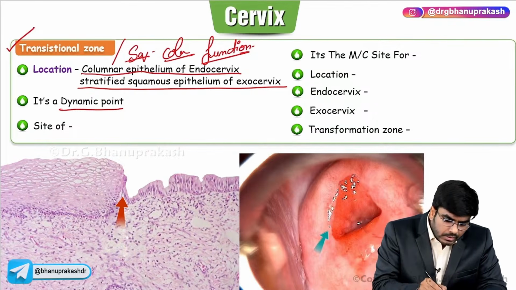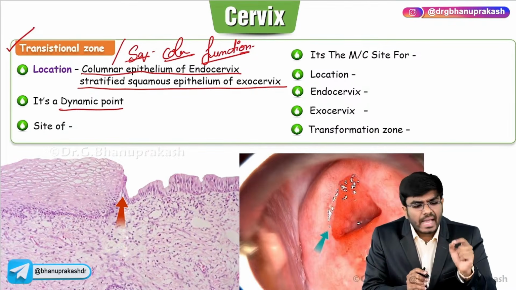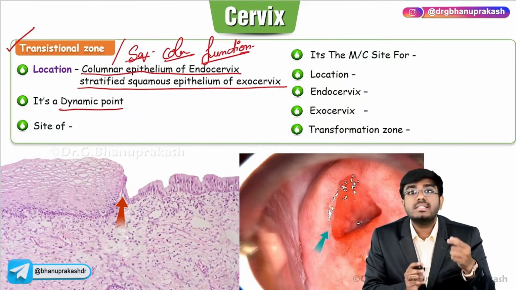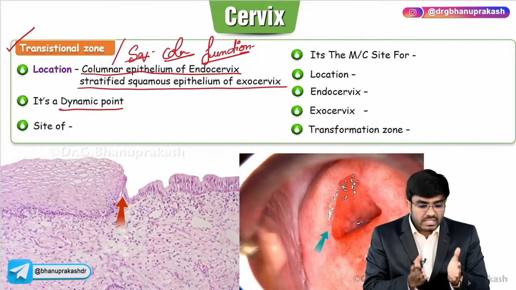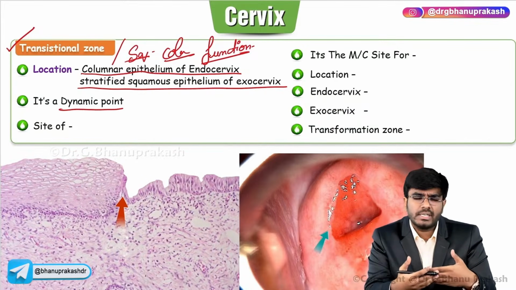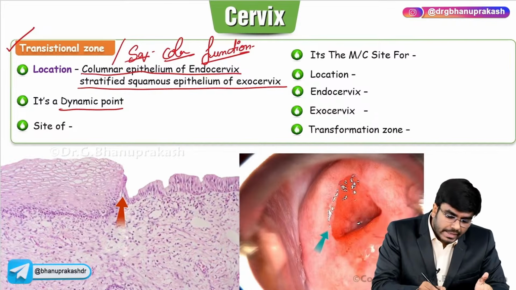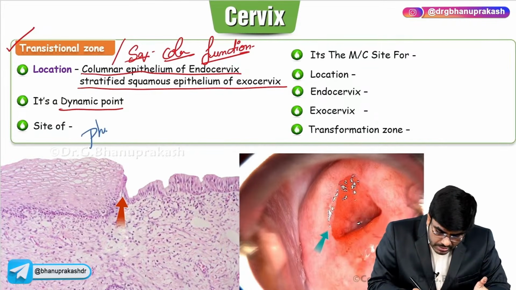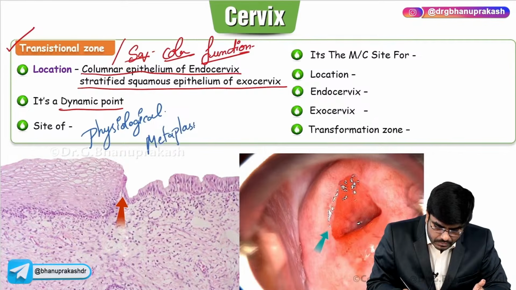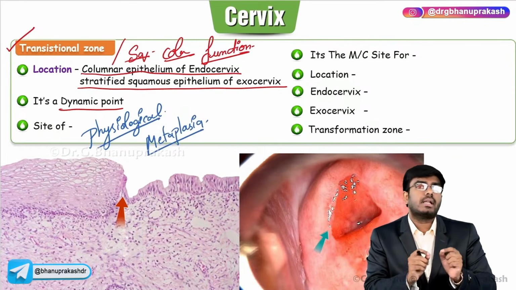So can I say that in this area metaplasia is happening? Yes, absolutely, metaplasia is happening. Why? Because one type of epithelium is getting changed into another type of epithelium. So this is a site of physiological metaplasia. Okay, so physiological metaplasia is happening in the transitional zone.